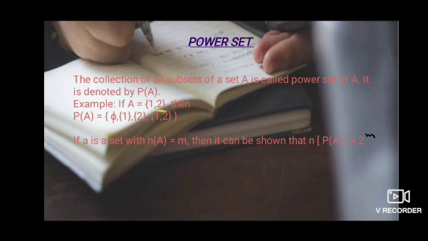which has elements 1 and 2, then the power set of A can be written as: here we have φ, which denotes the empty set, then a set which has only a single element, that is {1}, a set which has the element {2}, and another set which has both the elements of A, that is {1, 2}. So these are all considered to be subsets of A. If the number of elements in set A is equal to m, then it can be shown that the number of elements of the power set of A is 2 raised to the power m.